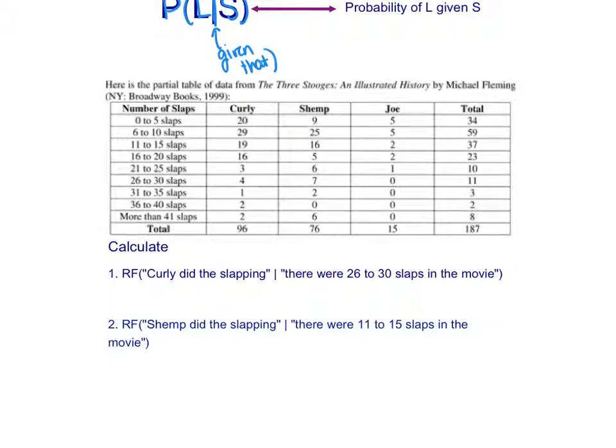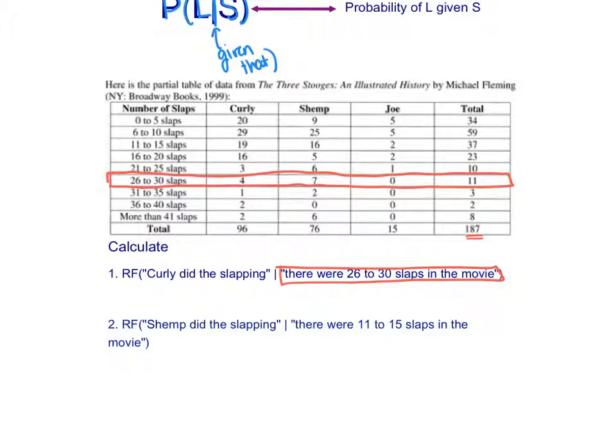So let's calculate the relative frequency that Curly did the slapping, given that there were 26 to 30 slaps. Right here, when I'm looking at this given that, I'm not looking at the whole subset of 187. I'm only looking at this row that represents 26 to 30 slaps.